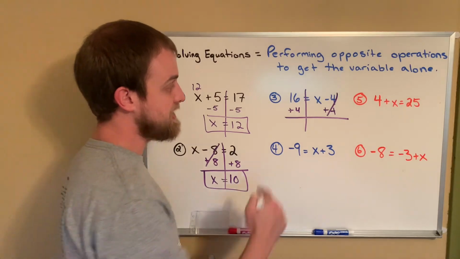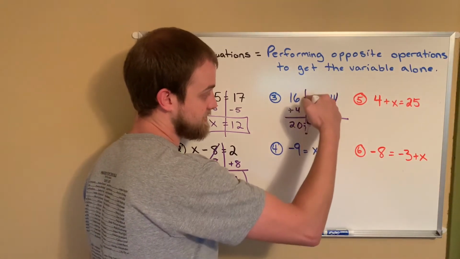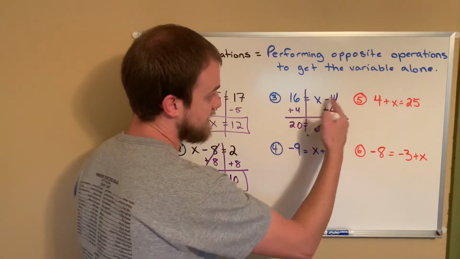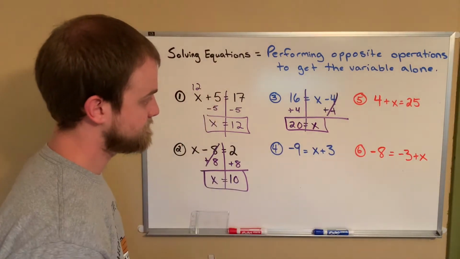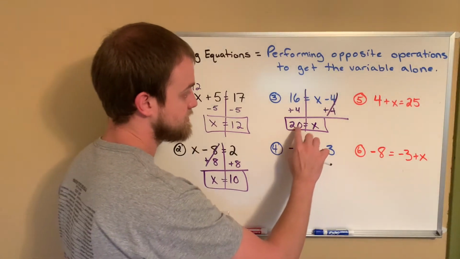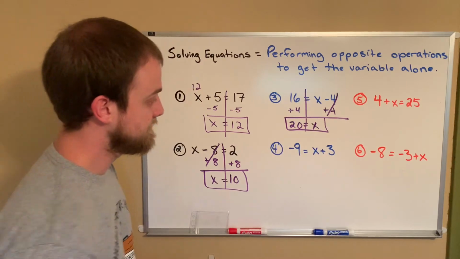Now we're ready to do some math. 16 plus 4 is 20. Equal sign kind of just rides down, and all we're left with on the right side is x. Quick check. 20 goes in for x. 20 minus 4 equals 16.